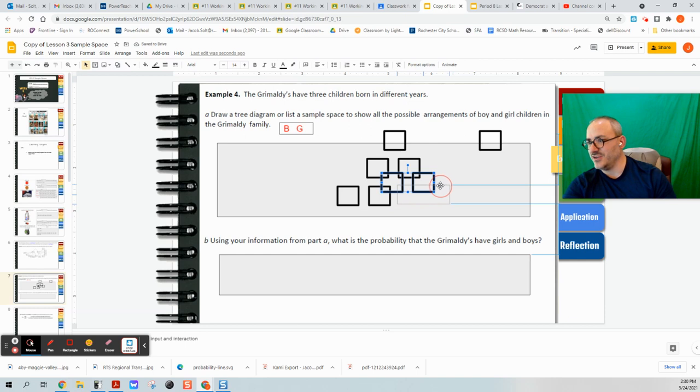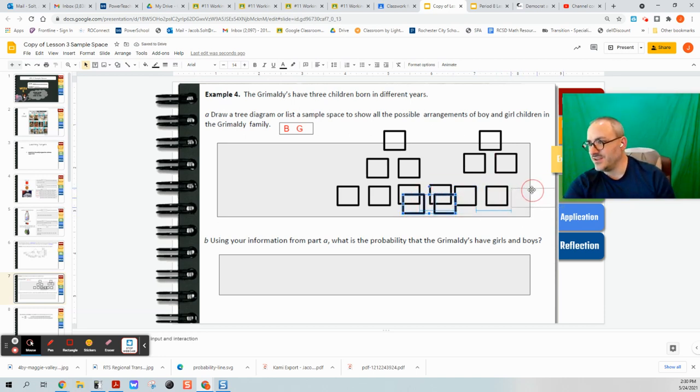What I'm trying to do is create the makings of a tree diagram here. You don't need a tree diagram, but for the sake of demonstrating this to you, I'm going to do that. And now I need a whole bunch of lines, don't I? I need this, and this, and now I will do.